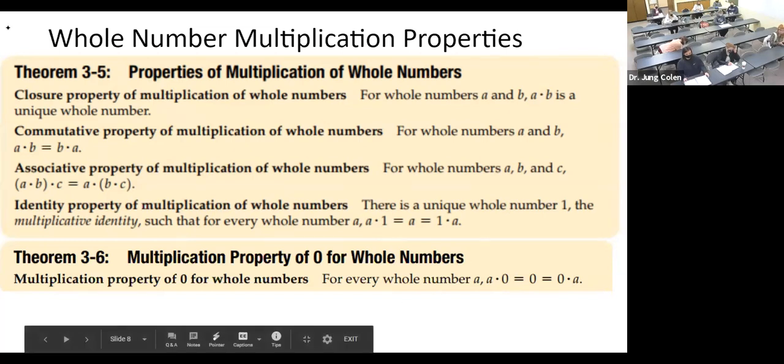Okay, so these 4 are exactly the same as addition, but we're gonna add one more. Property of 0, the multiplication property of 0. Whatever you multiply by 0, you get 0. All right, that's it.